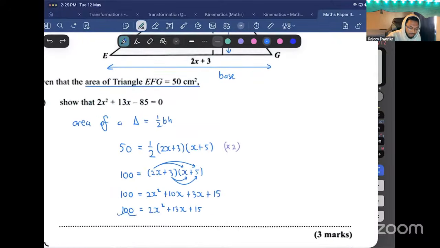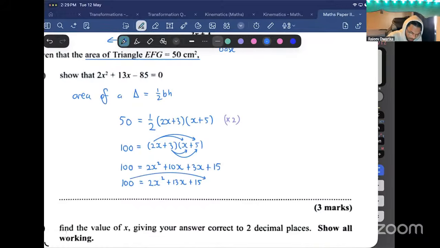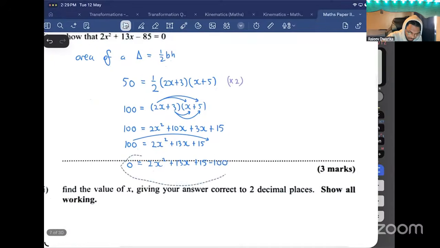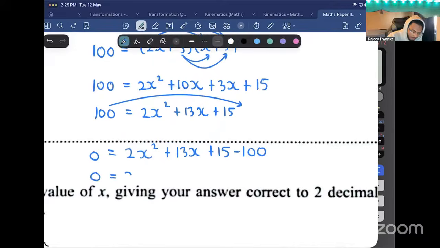Look at the final answer I want. I should probably move this 100 across from the right hand side, right? If I do that, it's going to become 0 is equal to 2x squared plus 13x plus 15 minus 100. What is 15 minus 100? Negative 85.